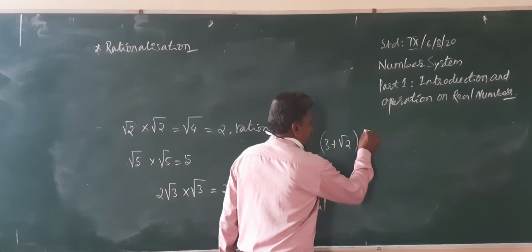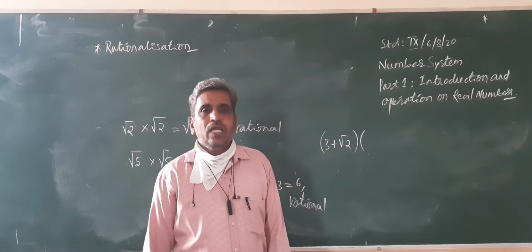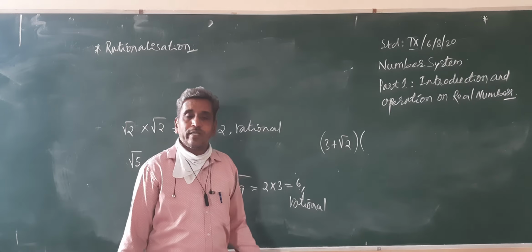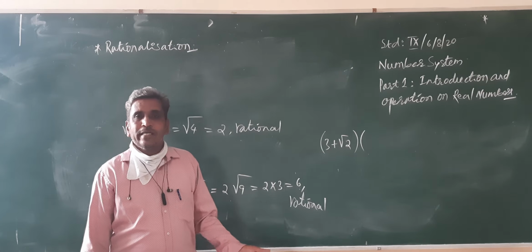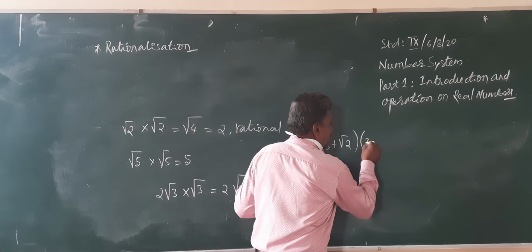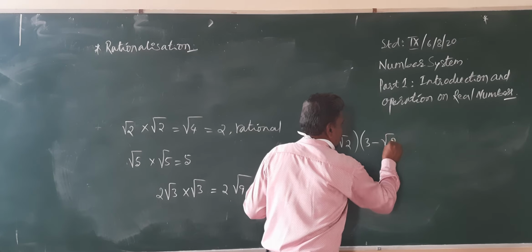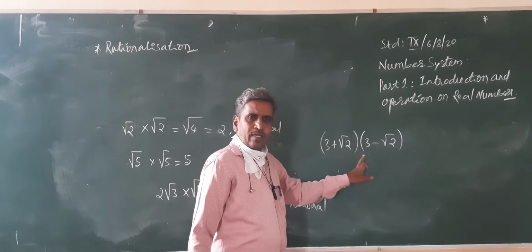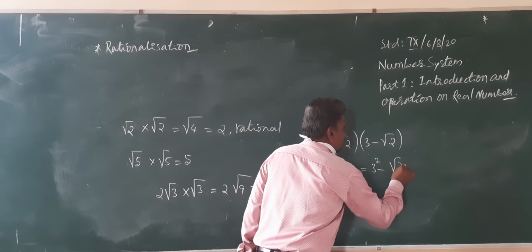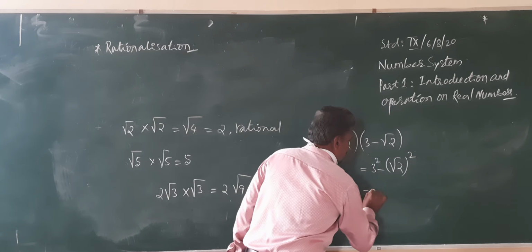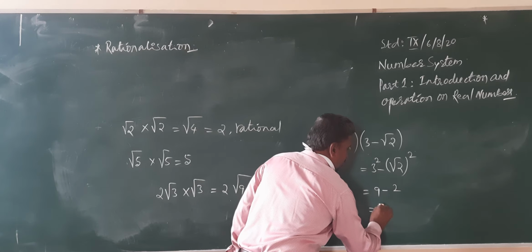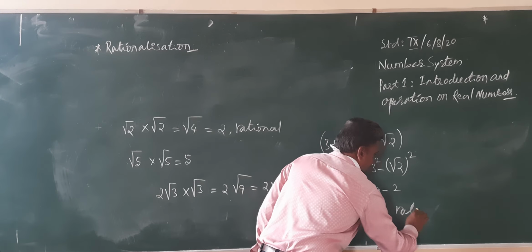So we know that a plus root b into a minus root b is equal to a square minus b. That means 3 plus root 2, when it is multiplied by 3 minus root 2, at that time a plus b into a minus b equals a square minus b square, equal to 9 minus 2, as the root and square cancel, equal to 7, which is rational.